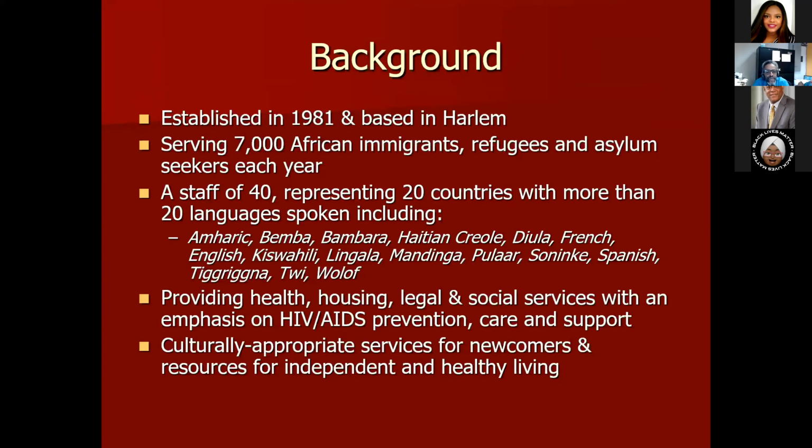We serve about 7,000 immigrants and refugees each year, and we have a staff of 40 representing 20 countries with a multitude of languages spoken. Those include Amharic, Bambara, Haitian Creole, Kiswahili, and so on. We provide health, housing, legal, and social services with an emphasis on HIV prevention and care. And these services are provided in a culturally appropriate manner and to promote healthy and independent living.